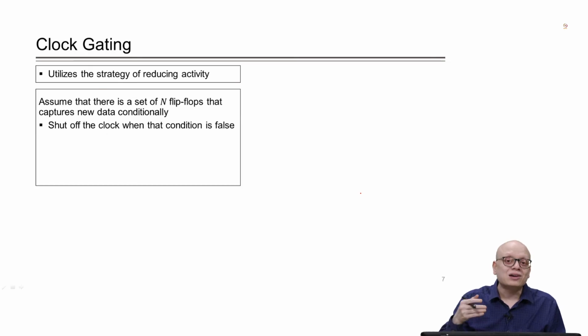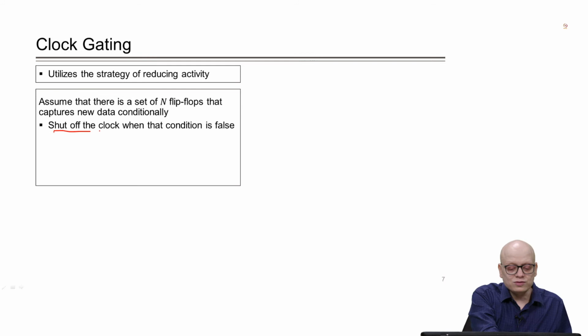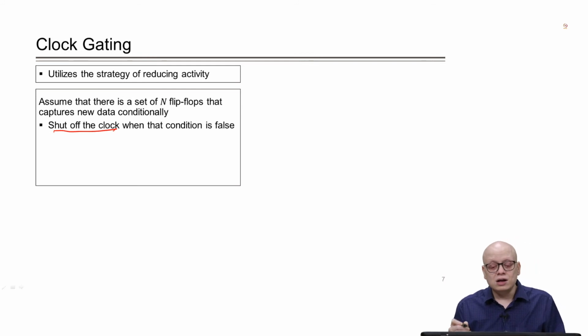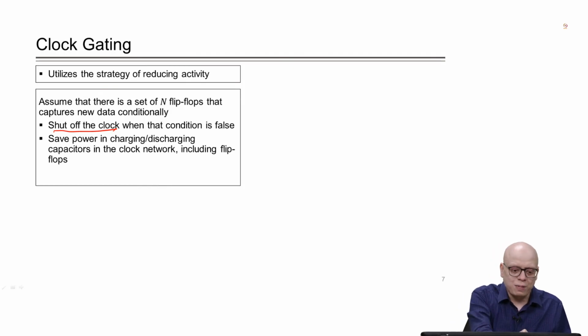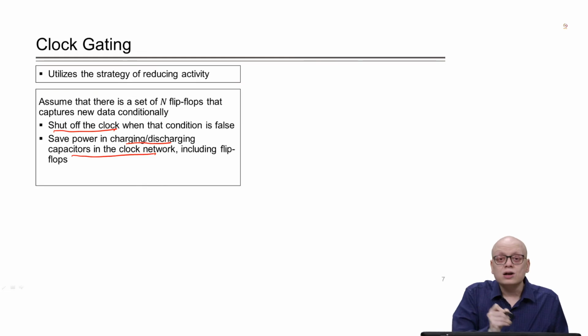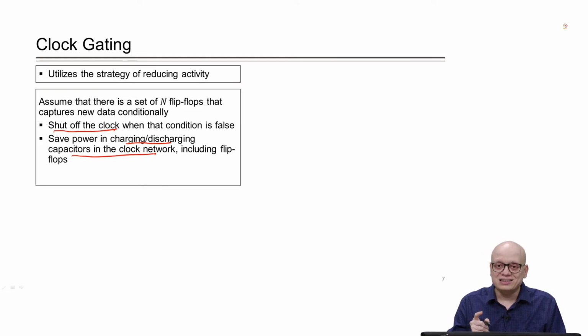We can simply disable the clock signal. We can shut off the clock signal for the case when the condition is false. So, it will save power in charging and discharging capacitors in the clock network, and also the circuit elements which are inside the flip flop.